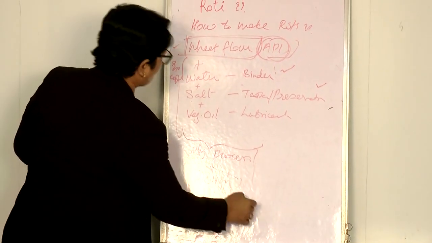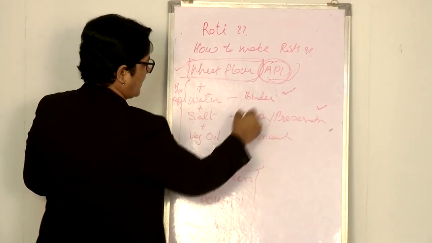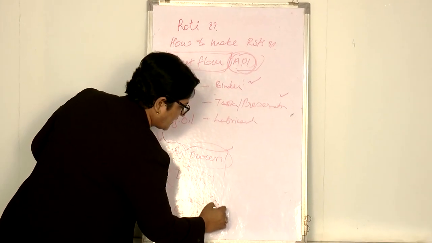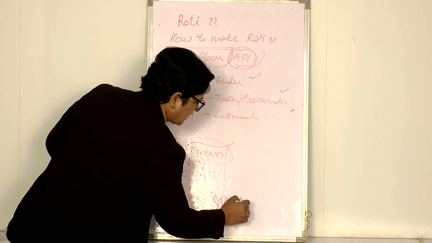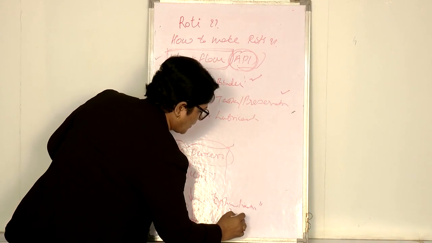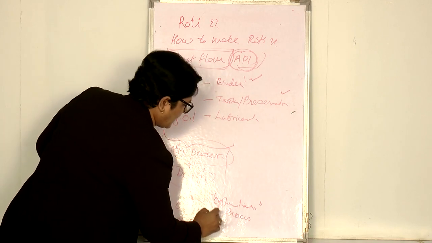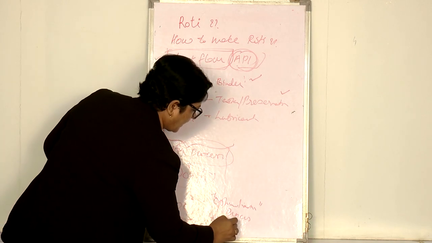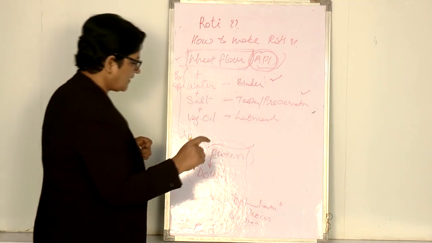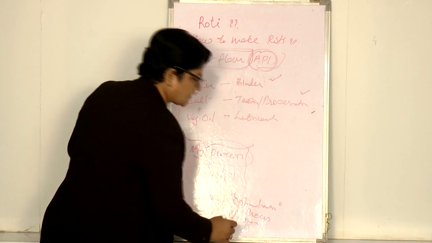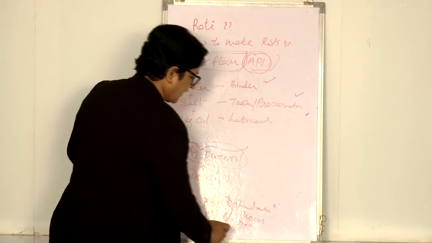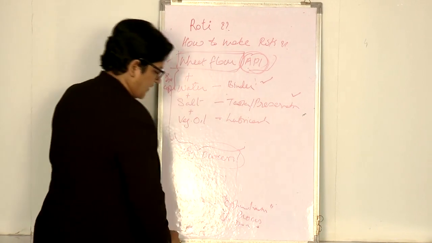But during this you are selecting the API, excipient, then the manufacturing process, and here you are optimizing the process. When you are roasting, you are doing optimization of process and in process control, correct? You are controlling the flame, whether the roti should be roasted on high flame or low flame, that you are optimizing. So that is called in process control.